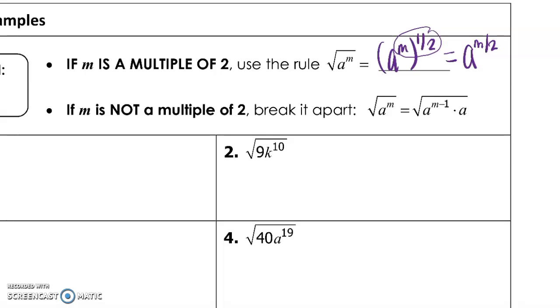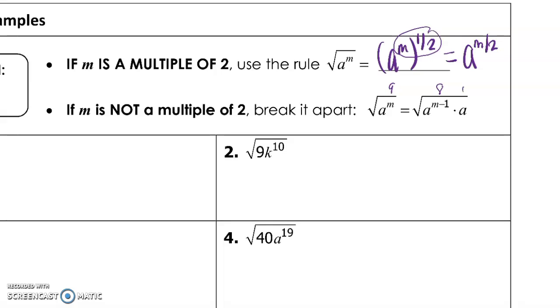If it's not a multiple of 2, then what you do, and I know this looks really confusing, is you just take 1 away. So let's say that your m was 9. That means you would split it into 8 and 1. That's all it is, and then you would break it apart from there, as you'll see down below. So that's the formal way to do it. I'll show you the formal way, and then I'll show you a little bit less formal way.